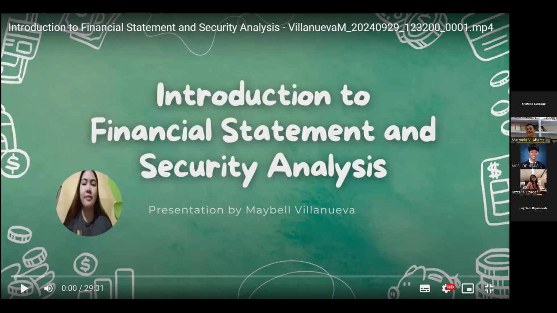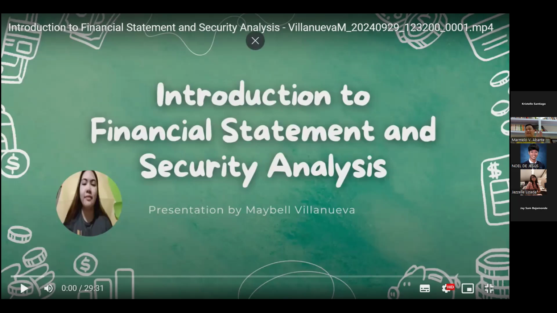While security analysis, of course, involves evaluating the value of securities such as stocks or bonds to make informed investment decisions. Together, these tools offer investors a way to assess the health, performance, and potential risk of an organization, guiding investment strategies and portfolio management.